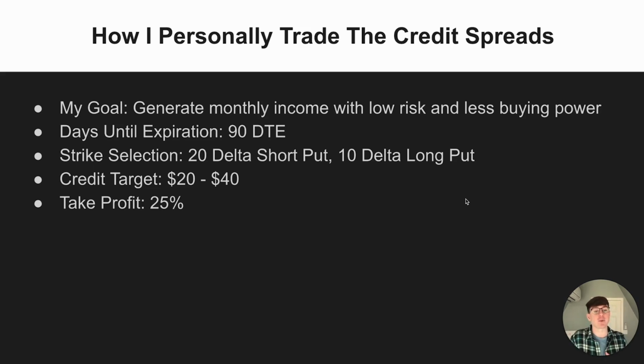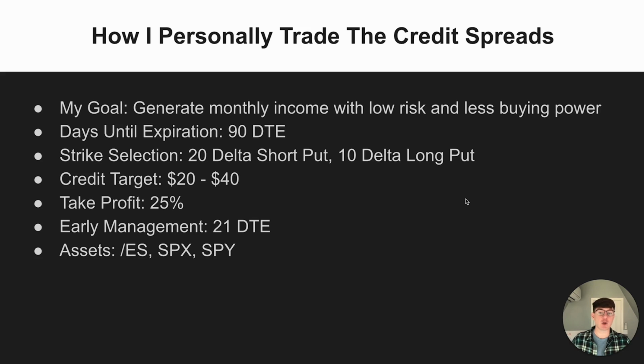My take profit, I like to take profit faster. So instead of a 50% take profit, which is typically best practice, I go on the lower side of that, about 20 cents, as a 25% take profit. That way my trades are closing faster, which means I have fewer trades open at a time, which means I have less risk on in the market. And so that's why I do that. I also do an early management of 21 days. This is standard in best practice as well.